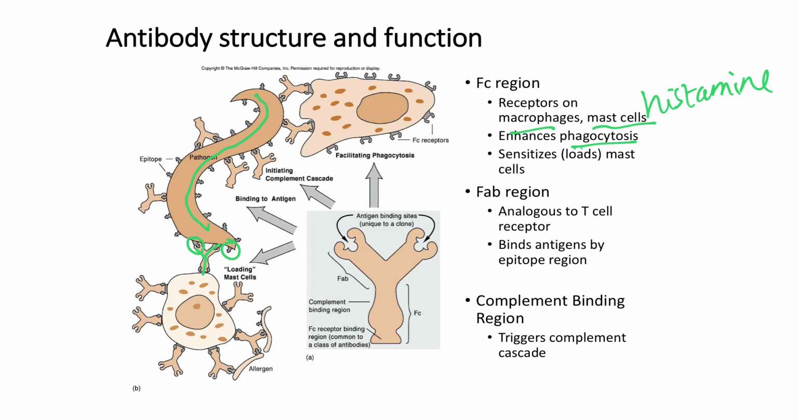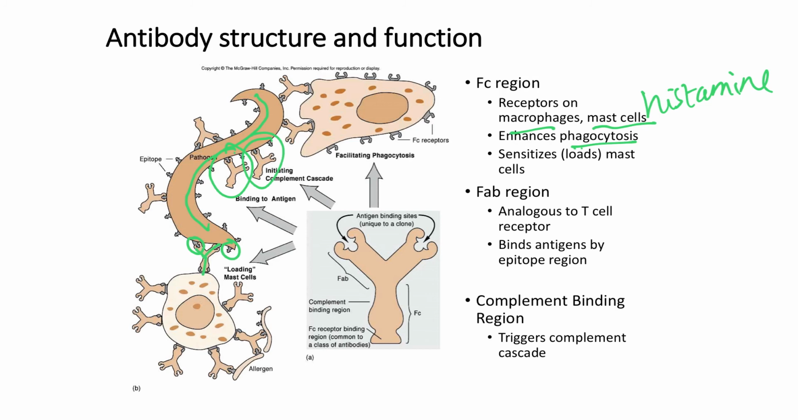Also, we can see antibody just binding to these epitope regions. And remember, if there's an antibody on something, then it's tagged for destruction. That is going to allow cells in that area, like cytotoxic T cells, to come over, engulf it, and kill it.